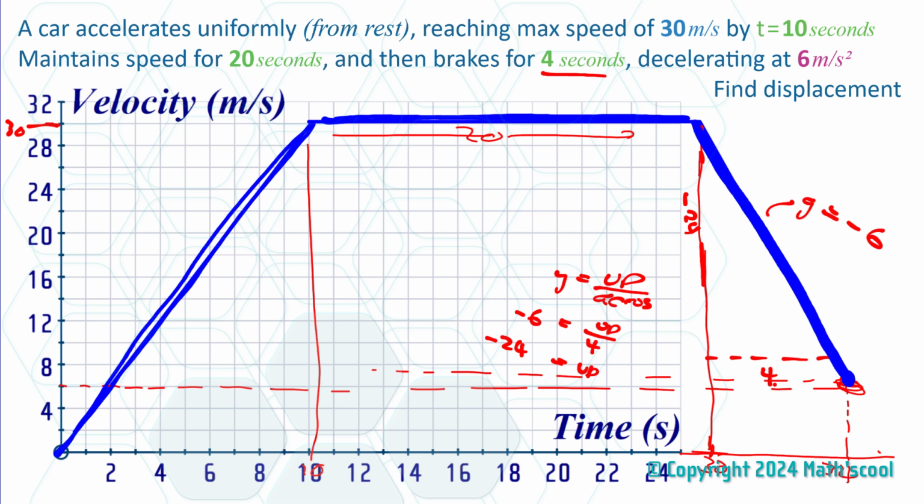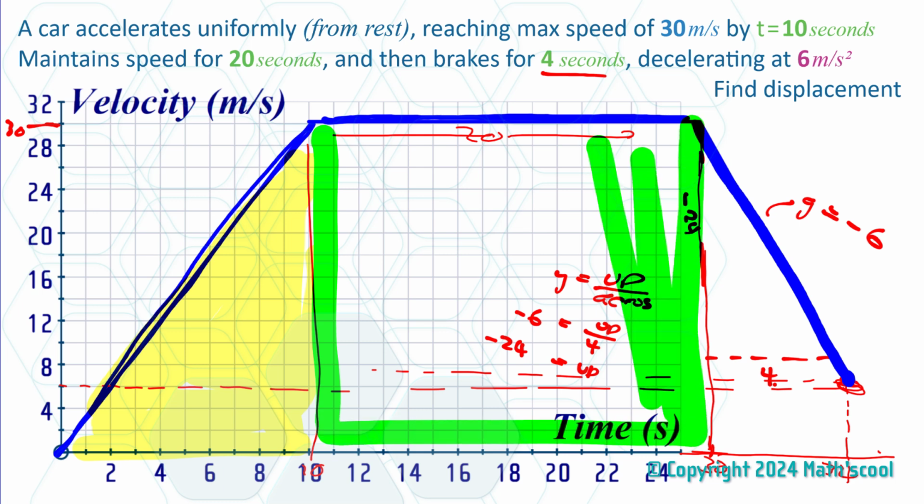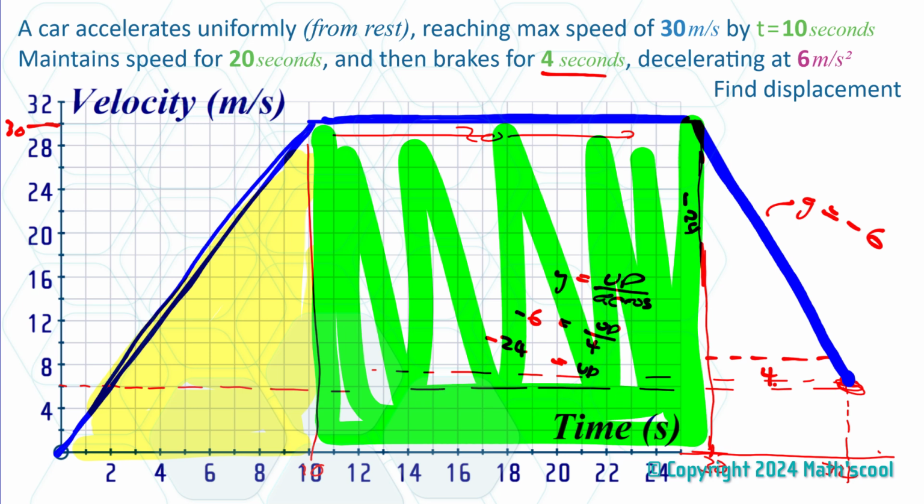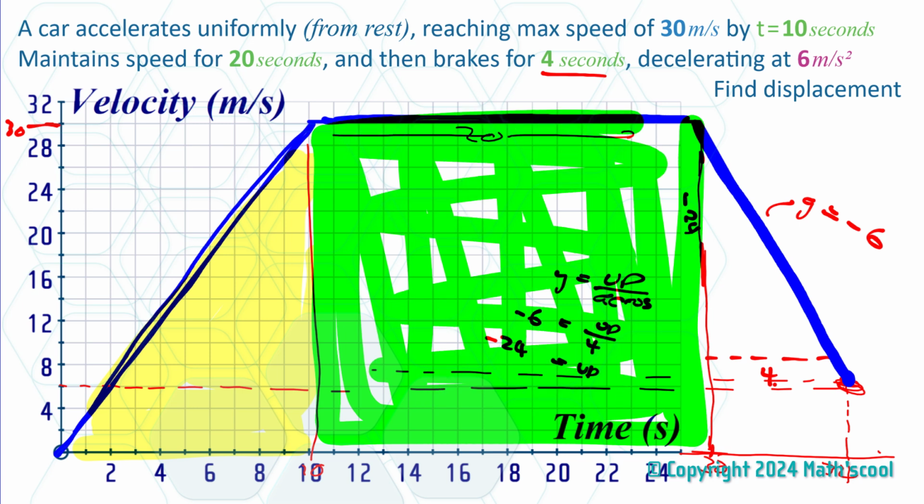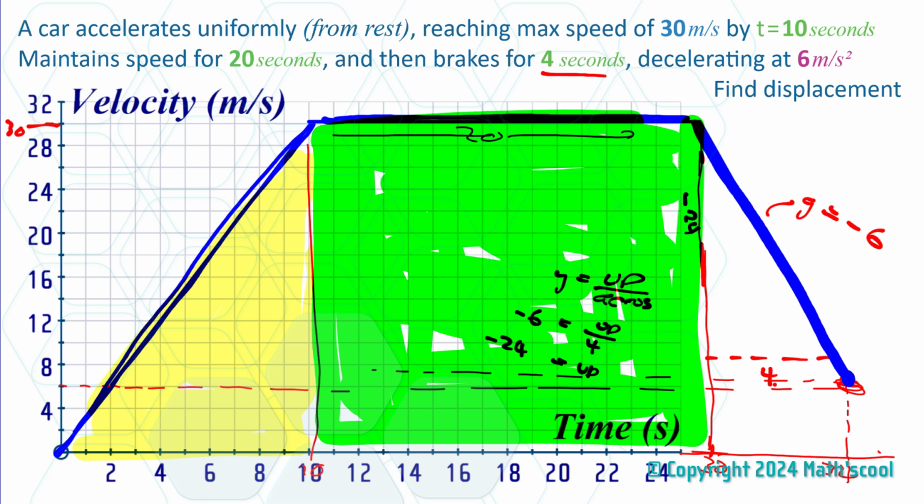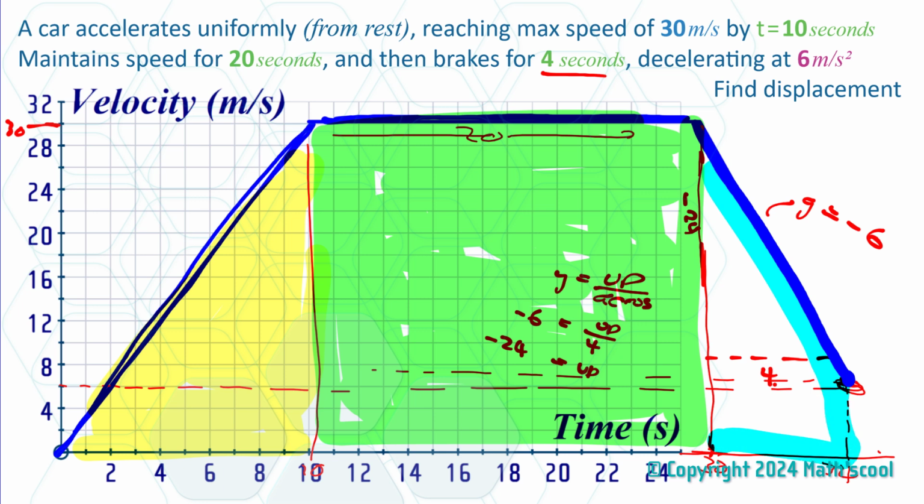And we need to know what the distance travelled is. And we said that on our velocity time graph, the area will give us the distance travelled, or the displacement. So I'm going to break that area up into 3 separate bits. I'm going to work out this bit, and then this bit, and then I'll work out the last bit. So the first bit is a yellow triangle, the second bit is a green rectangle, and the last bit is a blue trapezium.